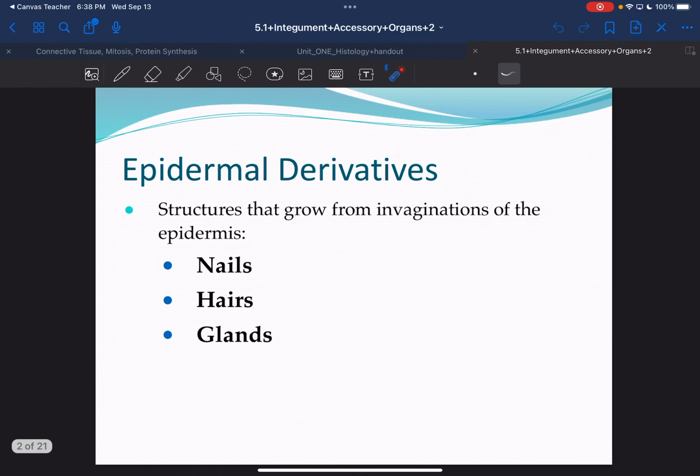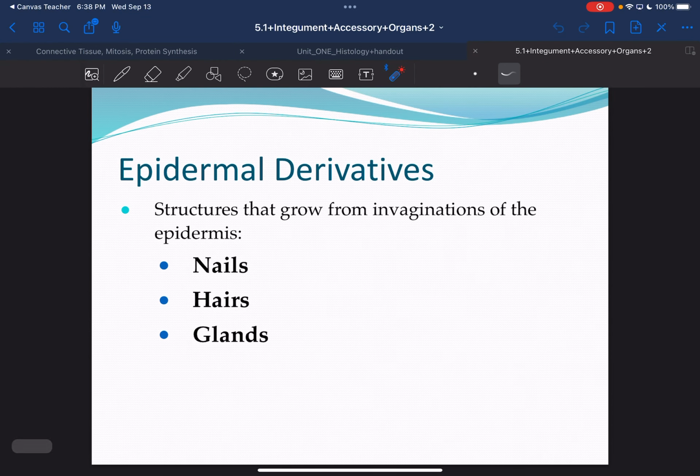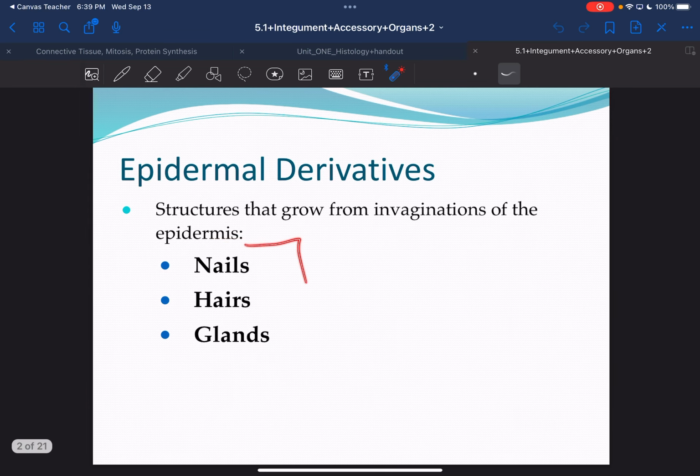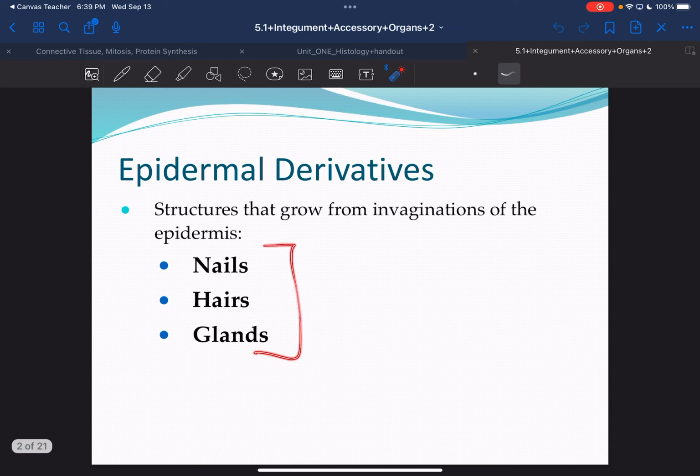All right, so as we begin, there are some accessories to skin. Skin by itself alone is the major component of the integumentary system, but typically it also has what we refer to as accessory organs, accessory structures to the skin. Some of those are going to be nails, hairs, and glands. All of them belong to the integumentary system.